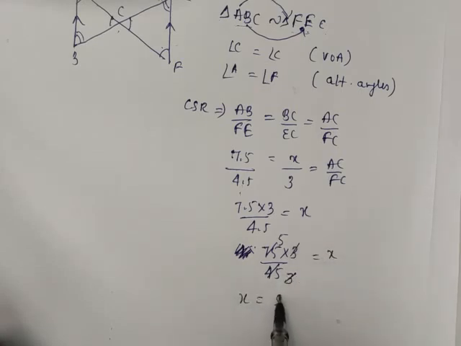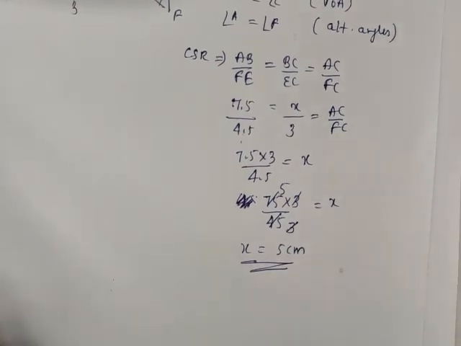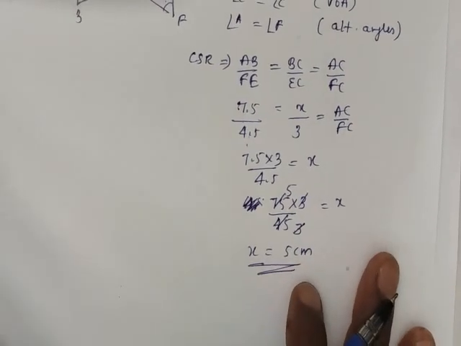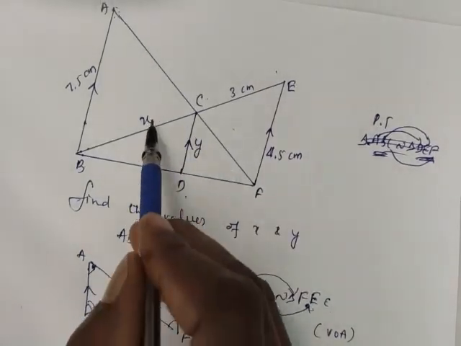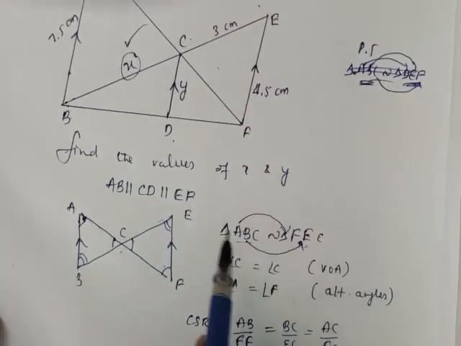Therefore x is equal to 5 centimeter. We got one answer. How to get the y value now? We already got the x value. How to get the y value?